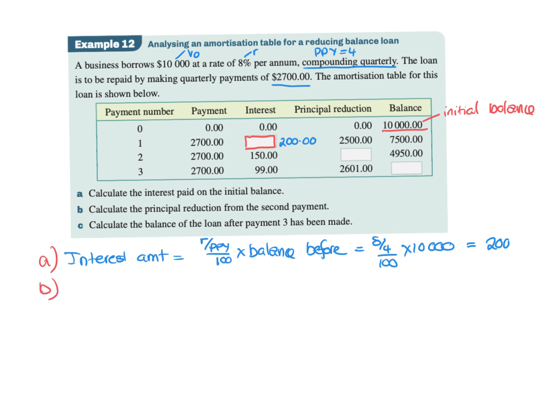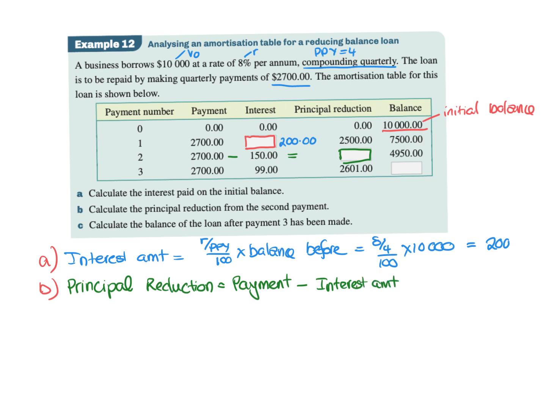Okay, so B, it says calculate the principal reduction from the second payment. So what they're talking about there is this one here. Now, we can just use what they've done. They've already calculated the interest. So remember, principal reduction is the payment minus the interest earned. Because this is our notes, I'm going to write it out for us. So principal reduction equals payment minus interest amount. I'll just say amount.